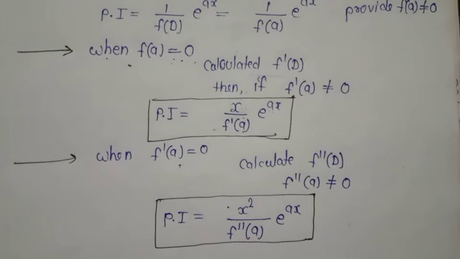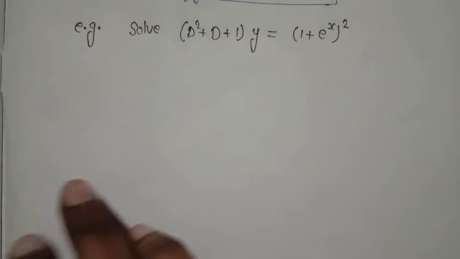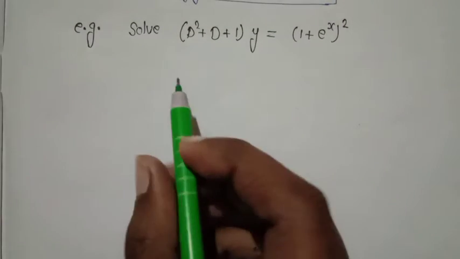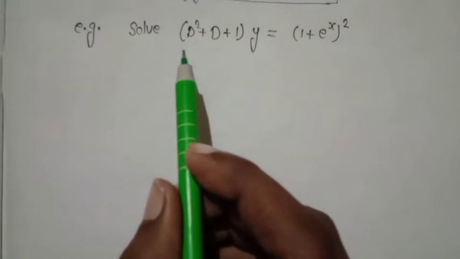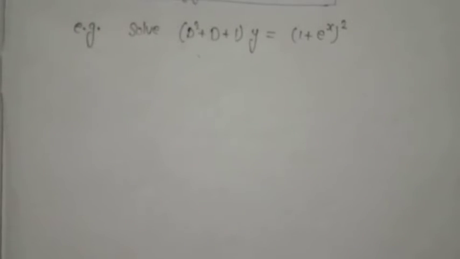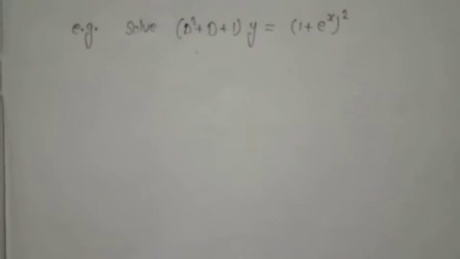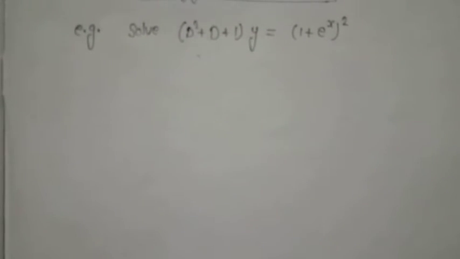So now I will take some examples to show how we can find the particular integral when an exponential function is given in any linear differential equation with constant coefficients. This is our first example. As I told you in my previous video, the complete solution for this type of differential equation is the sum of CF, that is complementary function, and particular integral. So firstly we find the CF for this linear differential equation.